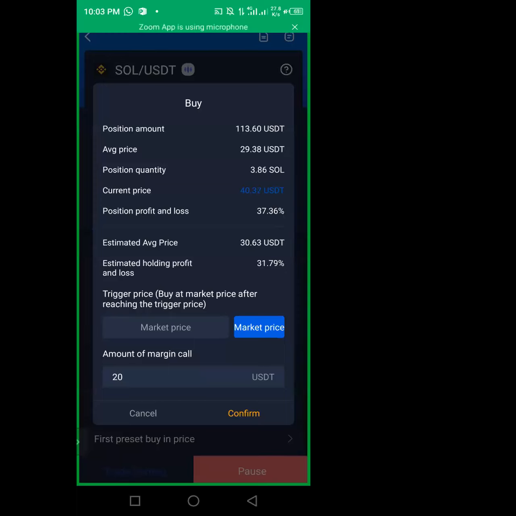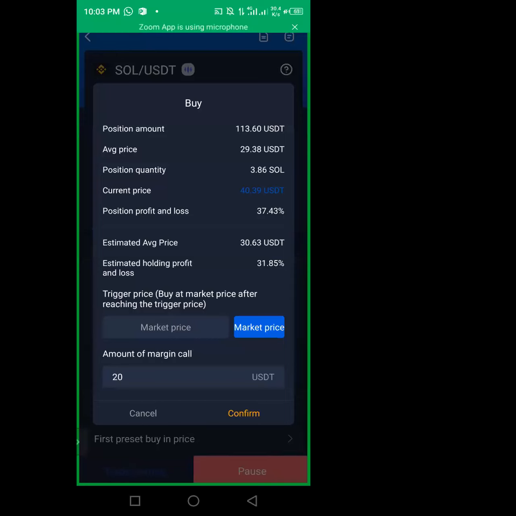When you do manual replenishment in floating profit, it will increase your average price. My average entry price before was 29.38. Look at the estimated average price now, it is 30.63. So manual replenishment is to be done when you are not using margin calls, you want to buy it yourself and your coin is already in negative. It helps to reduce your average entry price.